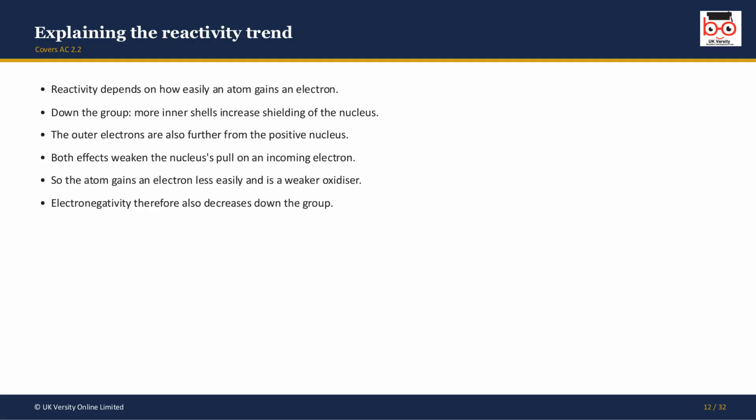Let's unpack that explanation. Reactivity here depends on how easily an atom can grab an extra electron. As we go down, more inner shells increase the shielding of the nucleus, and the outer shell is further from that positive nucleus as well. Both effects weaken the nucleus's pull on an incoming electron, so the atom gains an electron less readily and is a weaker oxidizing agent. Electronegativity, which measures that pull on electrons, therefore also decreases down the group.